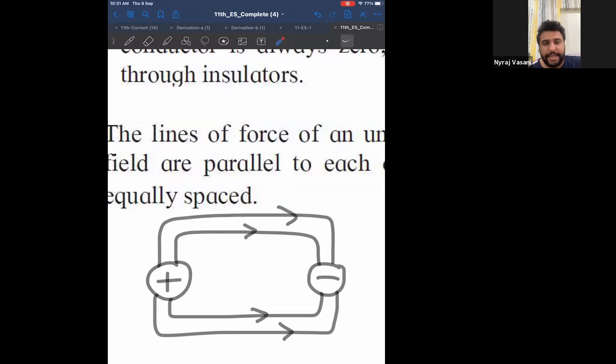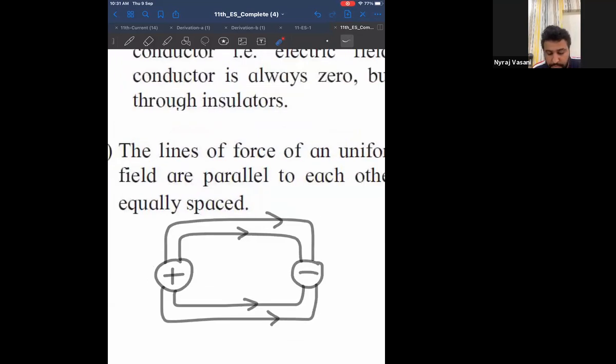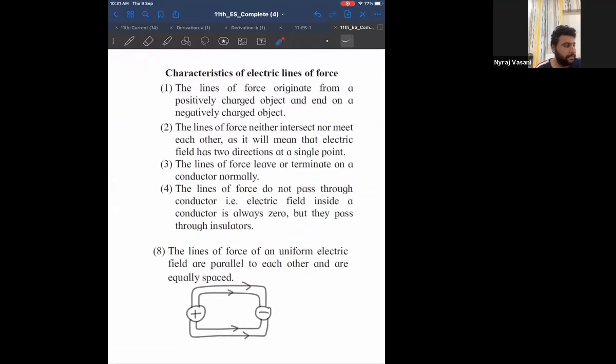Write on the side heading, electric lines of force. And below that, draw this diagram as your reference. Now, having written the side heading electric lines of force, draw the diagram.